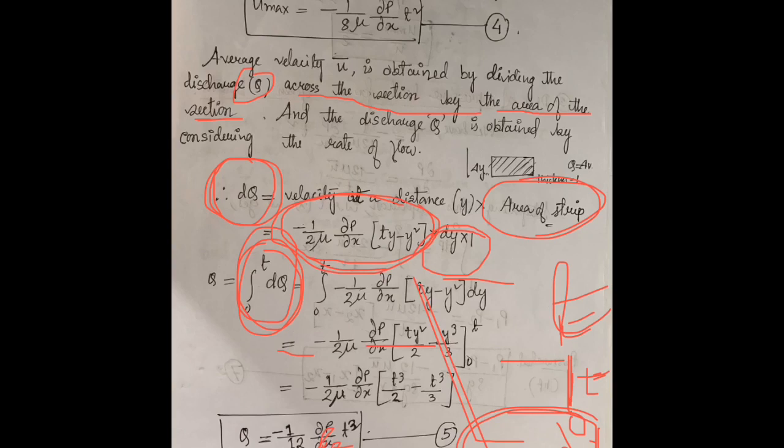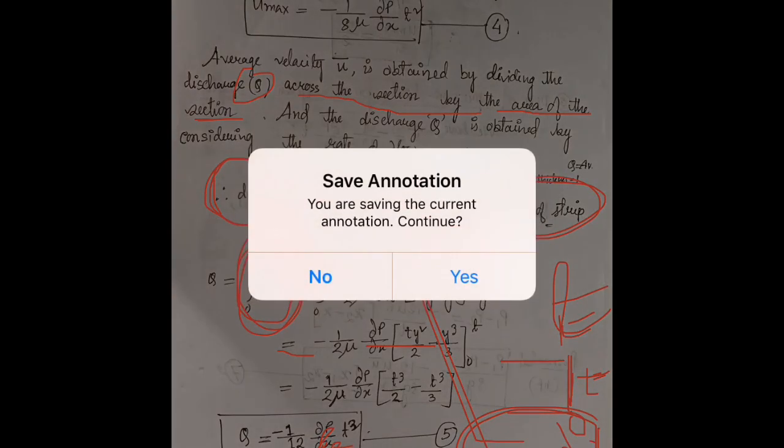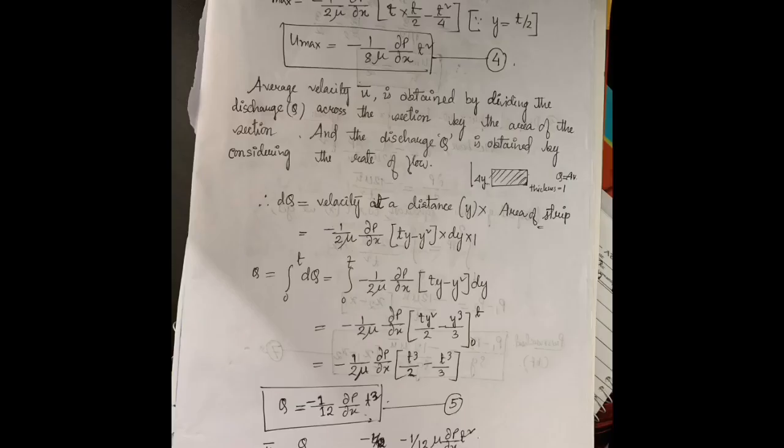Mark this as the average velocity equation, equation number 6. After that, we have to find out the ratio. I think today's class is about to finish because we have only 50 minutes in our hand. So I think we have only 5 minutes.